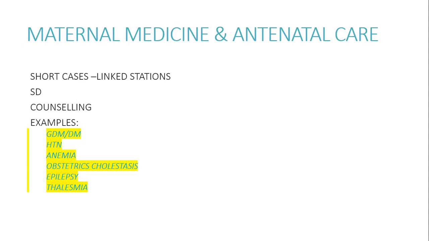So let's break down each and every module and let you know which type of station will be covered in each module. In maternal medicine and antenatal care, you can encounter short cases, which are the link stations, for example, diabetes, hypertension, anemia, obstetric cholestasis, epilepsy, thalassemia. There will be a structured discussion on any of these topics and any of the maternal medicine and antenatal care topics. They can be counseling, like pre-pregnancy or thalassemia counseling. So these are the types of stations you can encounter in your exam related to this module.